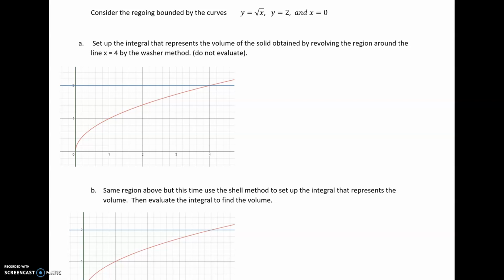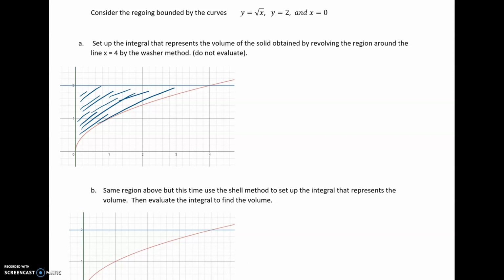So consider the region bounded by the curves y equals root x, y equals 2, x equals 0. So that's this region right here. You've got to be careful which region you're going to revolve or rotate around a line, because you could be looking at a couple of different regions, right?